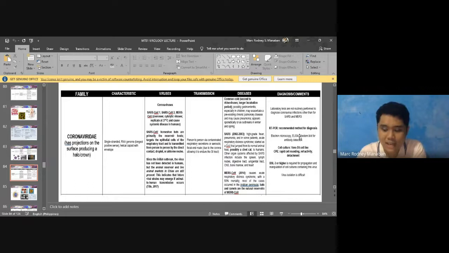Electron microscopy, cell culture, Mugrosha and Vero E6 cell line. BSL-3 or higher ang kailangan. Because again, it can be contagious. All right. And virus isolation, culture is difficult. All right. So again, that for coronaviruses, ayan, as you can see, nasa spike proteins.